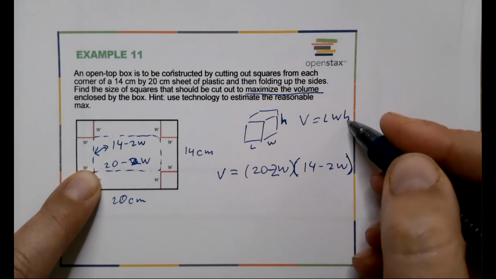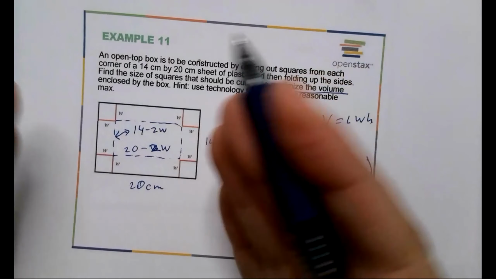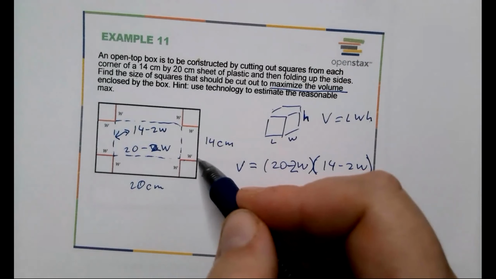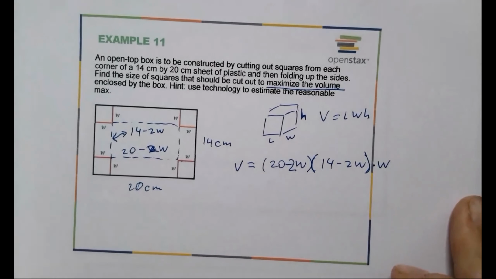All right, and then we need the height of the box. So when we fold the sides, the height will be W. So it's another W right here.